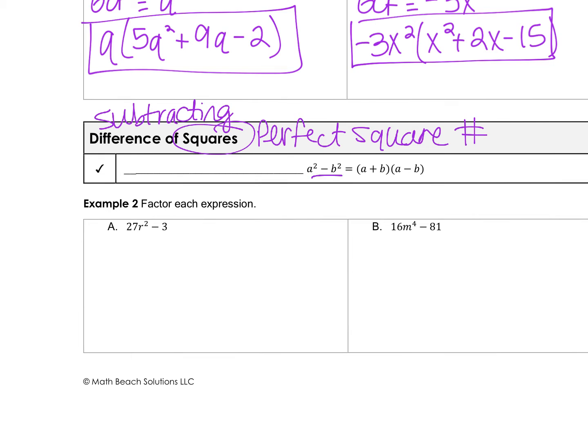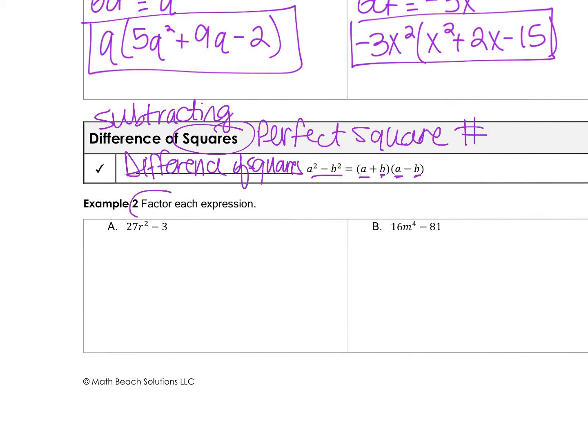So this right here is called a difference of squares. Notice we're subtracting. Notice a squared is a perfect square because a times a is a squared, and then b squared is also a perfect square. So to factor it, basically you take the square root of both of them. So square root of a squared is a, and then take the square root of b squared, which is b, and then one's going to be a plus and one's going to be a minus. If you were to multiply them and use FOIL, it would give us back that a squared minus b squared.